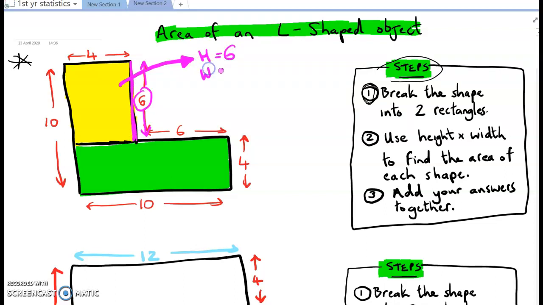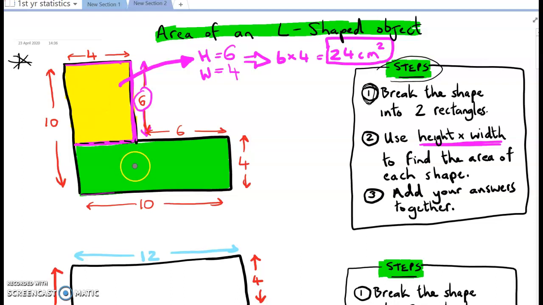Now let's look at the width. What's the width of the yellow box? Is it 10? No. It's this, isn't it? Now what is this? Well, just take a look up here. It's here as well. It's 4. So the height is 6. The width is 4. To find the area, we have to do height by width. So we have to do 6 by 4, and that gives me 24 centimeters squared. So there's the area of the yellow box.